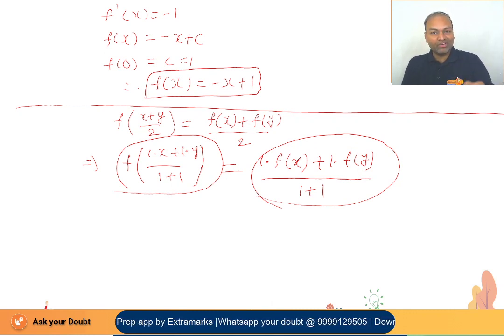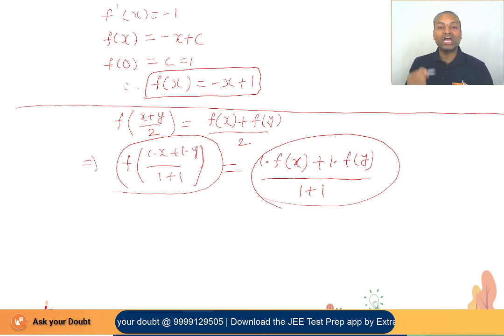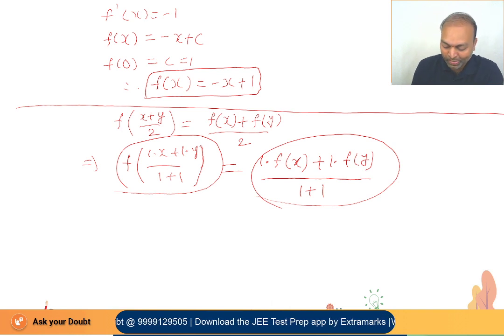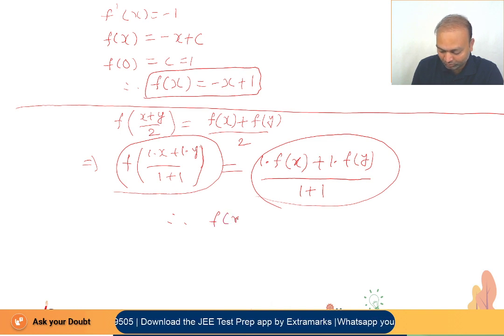Hence, f of x must be a linear function, because only a straight line satisfies such a section formula. So f of x must be what? A linear function. Therefore, f of x is equal to ax + b.